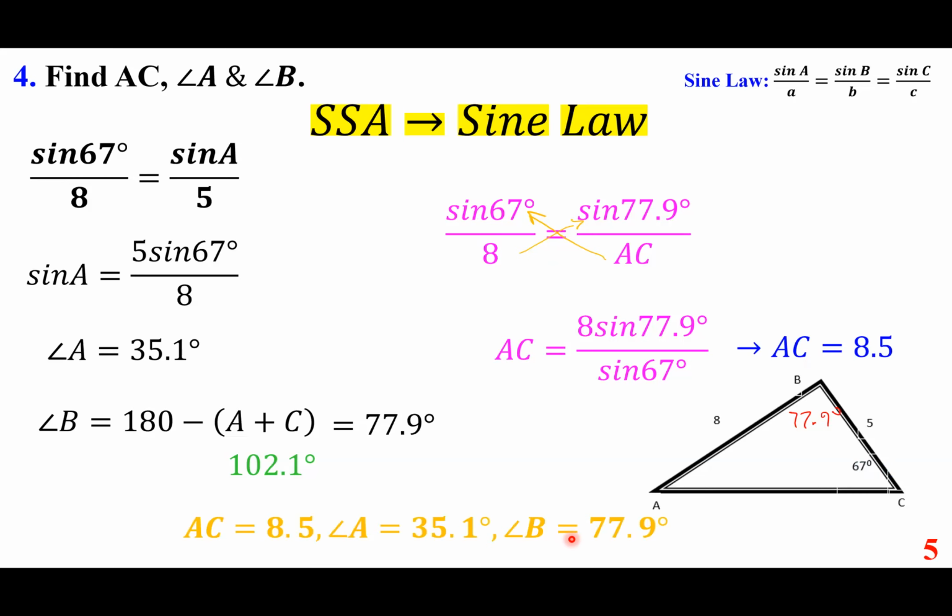I have a question for this one. Because it's an SSA, does it fall into an ambiguous case? Why did we get just one value for each? Yes, if you work it out, the other ones won't work, because the sum will go beyond 180. I didn't check this one, but you can check it on your own that there is no other case for this one.